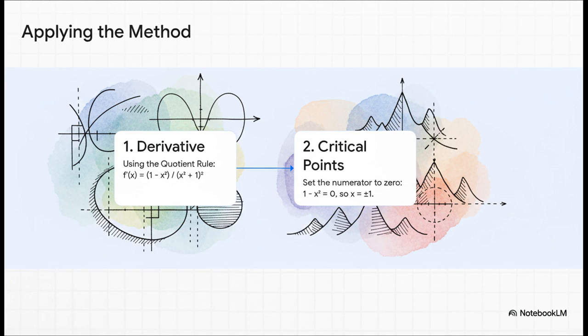Now for step 2, finding those critical points. Remember, a fraction is equal to 0 only when its numerator, the top part, is 0. So we just set the numerator 1 minus x squared equal to 0. That gives us two solutions, x equals 1 and x equals negative 1.